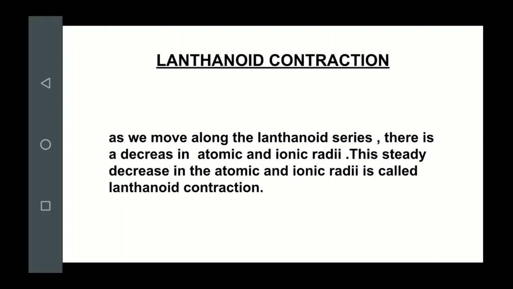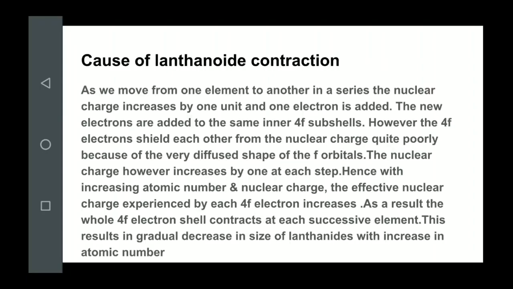Now why is this happening? One of the reasons for lanthanoid contraction: two main reasons are there. As we move from one element to another in any series, not only lanthanoid, in any series, the atomic number increases by 1. And when the atomic number increases by 1, the nuclear charge also increases by 1 unit, because 1 electron is being added to that atom we are going to.